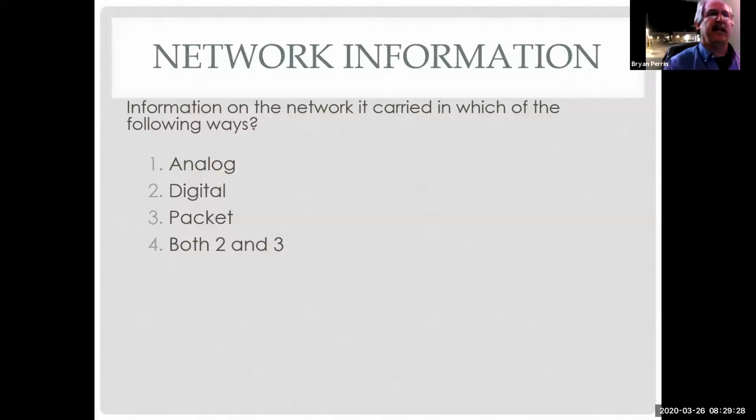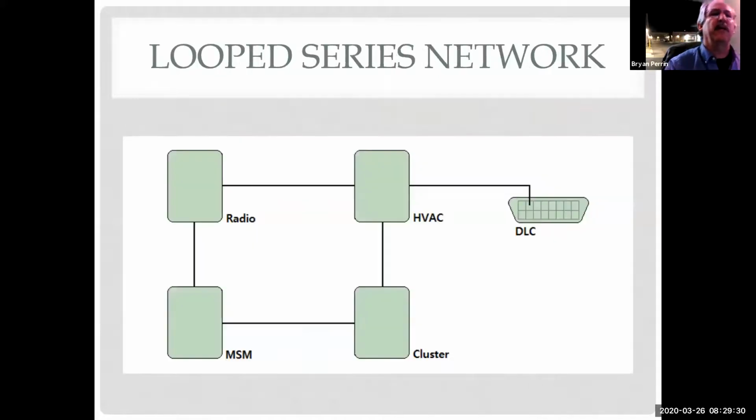Okay, so let's take a look at networks. We have different types of networks. This is a looped network here, and it gets the name loop network because it works in a loop, and there's certain advantages to a loop network. For example, if my instrument cluster goes bad, my HVAC module can still talk to my memory seat module through the radio. There's more than one path to get there.